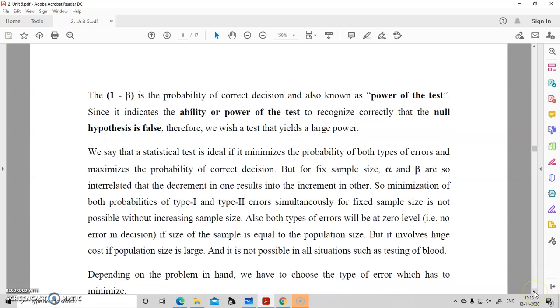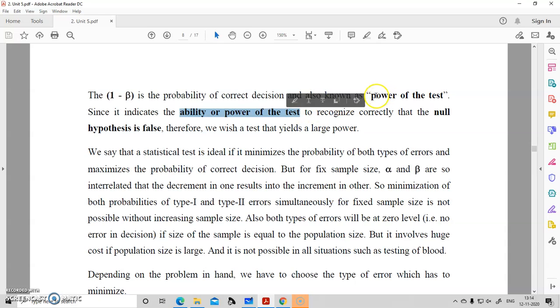So what is 1 minus beta? 1 minus beta is known as the power of the test. It is the probability of correct decision. It indicates the ability or power of the test to recognize correctly that the null hypothesis is false. If the null hypothesis is false, we are able to recognize it as false. That ability to recognize it is false is known as the power of the test.